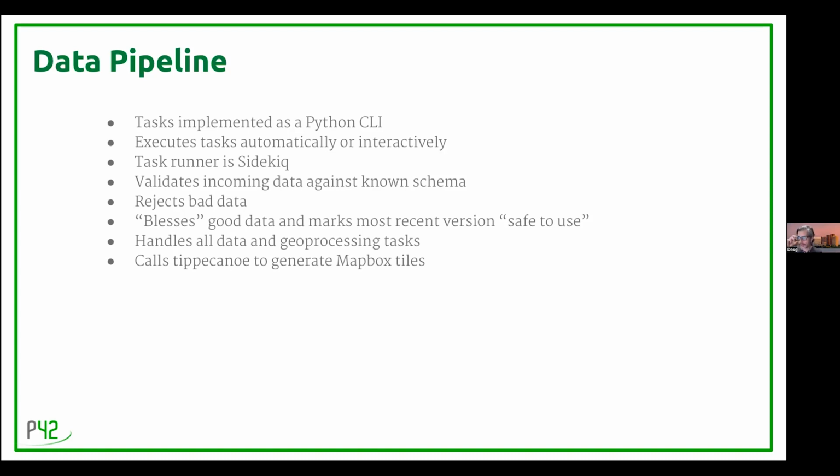I mentioned that our task runner is Sidekick on a previous slide. One of the most important things that we do is validate incoming data against a known schema. I think the impression that you should have from Chris's talk is that there is a ton of very detailed work that needs to be done in order to produce a GDB file that is usable.